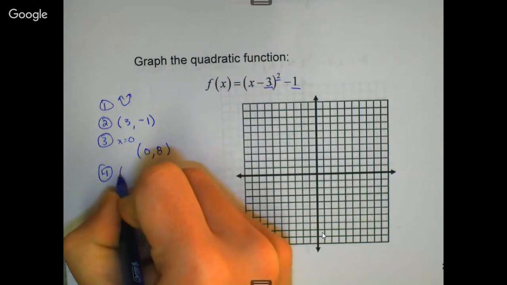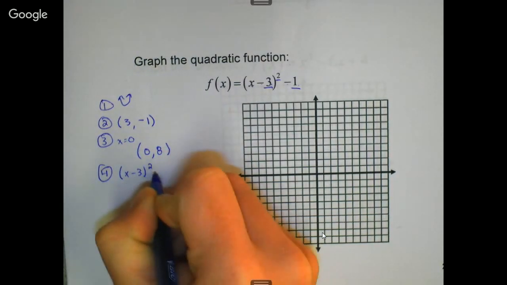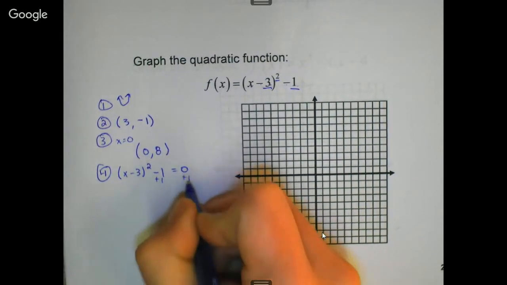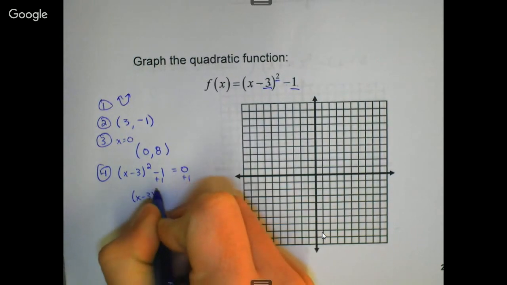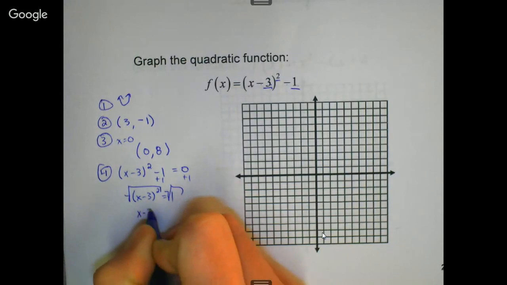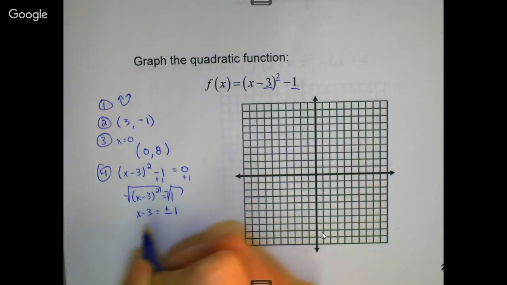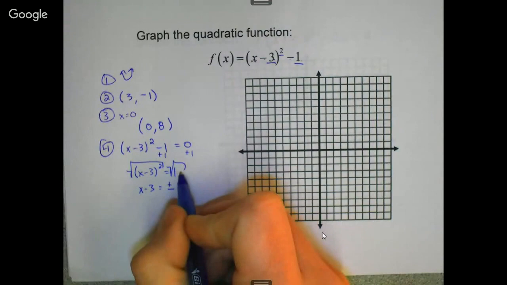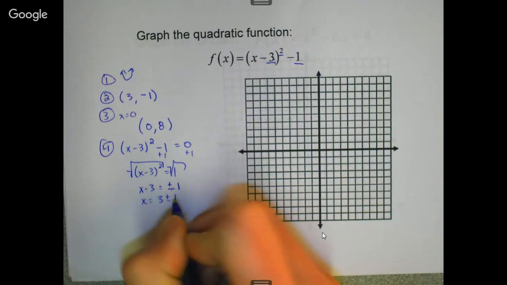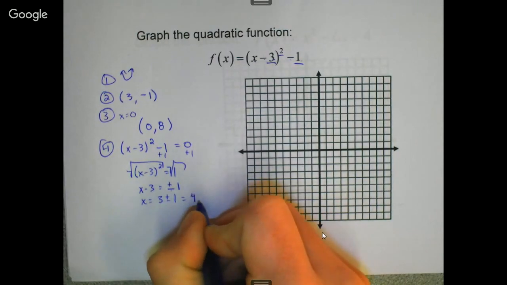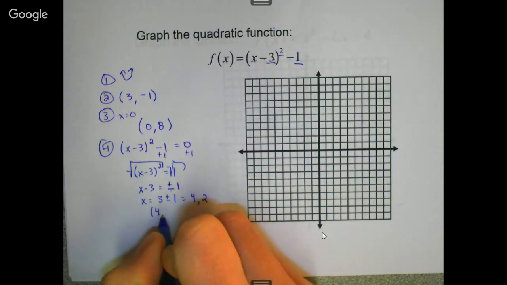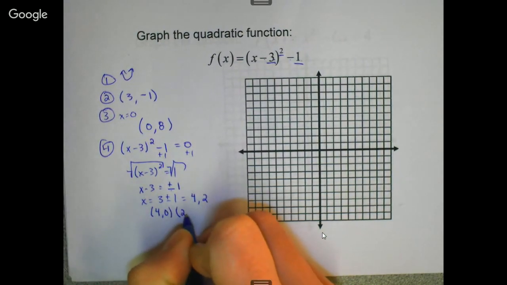So we'll say (x minus 3) squared minus 1 equals 0. So if I add 1, (x minus 3) squared equals 1. Take the square root. x minus 3 equals plus or minus 1. Remember, when we take the square root in an equation, we have to have plus or minus 1. So x is 3 plus or minus 1. So that is 4 and 2. Okay, so I have (4, 0) and (2, 0).